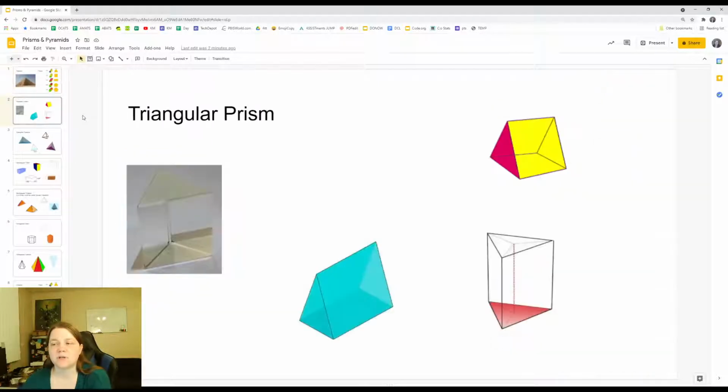The first thing that we're going to talk about is a triangular prism. A triangular prism has a triangle base. You can see the triangle base here, and here, and here, and here. And you can see that that triangle has essentially been stretched out, and then it's been filled in the middle with the same shape. It could almost be like a stack of cards that are all in triangle shape.